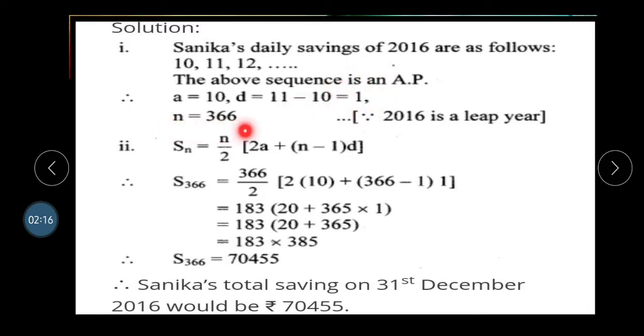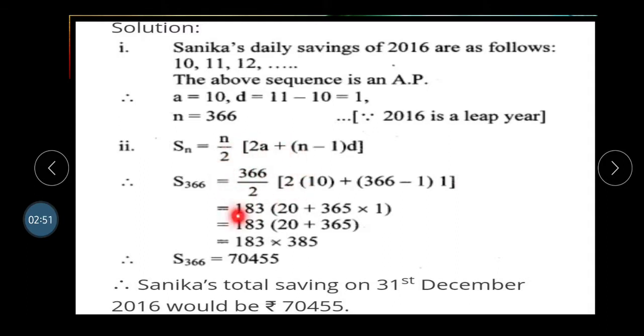Your n, that is the number of terms, is 366. As I have already told you, 2016 is a leap year, so we are getting one day more. So Sn is equal to n upon 2 into 2a plus n minus 1 times d. Substituting the values, S366 is equal to 366 upon 2, opening the square bracket, 2 into 10 plus 366 minus 1 times 1, closing the square bracket.